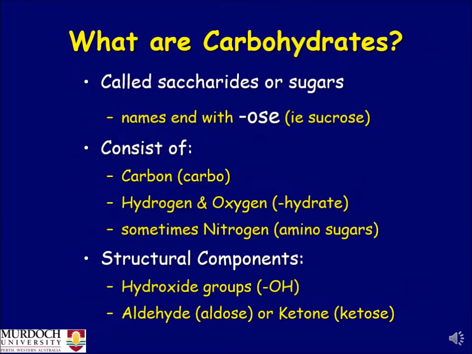In their most fundamental form, they consist of carbon, hydrogen, and oxygen, and sometimes a little bit of nitrogen attached, in which case you call them an amino sugar. They also contain structural components, either aldehydes or a ketone, making them an aldose or a ketose carbohydrate. And in addition to that, they contain hydroxyl groups.